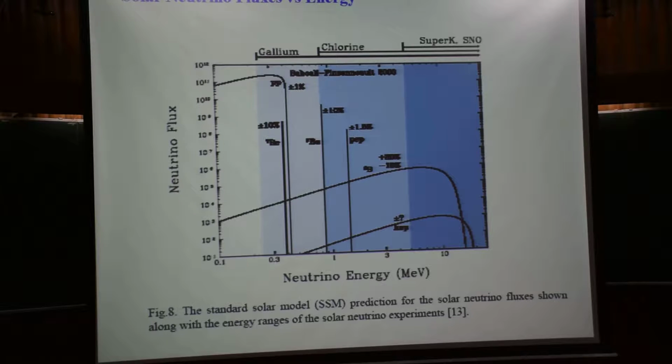Very nice. I have a question here. In the flux figure, we see that the pep lines coincide with the other ones. So how to distinguish those fluxes from 8B?